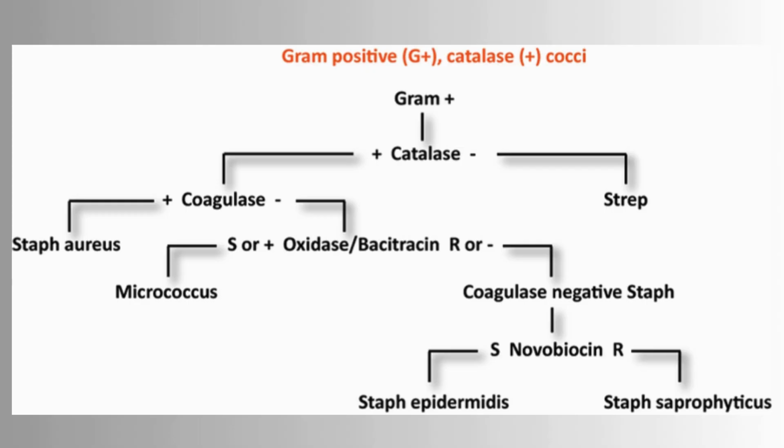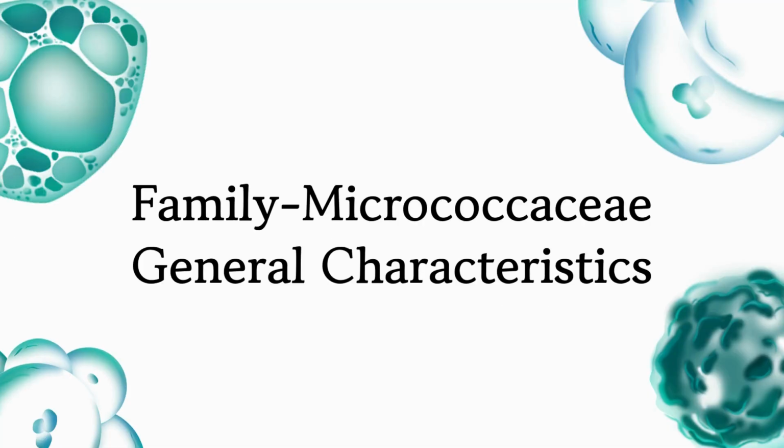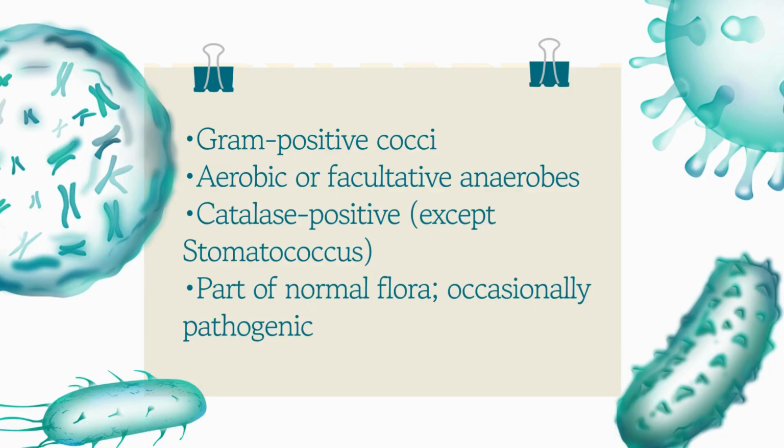As we are seeing only the gram-positive cocci, this is a small chart that only differentiates the Micrococcaceae family, but we will be seeing Staph and Streptococcus in future videos. Let us see the family Micrococcaceae and their general characteristics. Those are generally gram-positive cocci, aerobic or facultative anaerobes, catalase positive except Stomatococcus, and part of the normal flora, occasionally pathogenic.